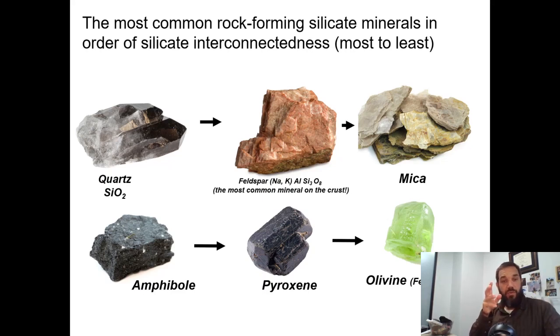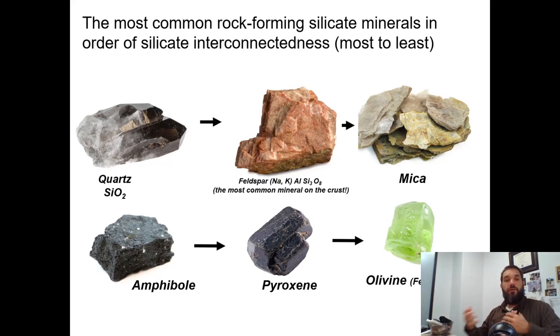We have potassium feldspar versus plagioclase feldspar. You've got to know the difference between those for the test. We have the micas, okay, biotite mica and muscovite mica. Muscovite's shown up there on the screen. We have amphibole, we have pyroxene, and then finally we have olivine.